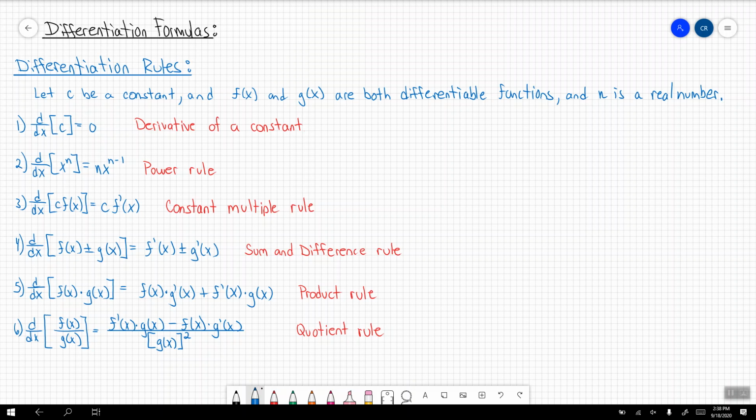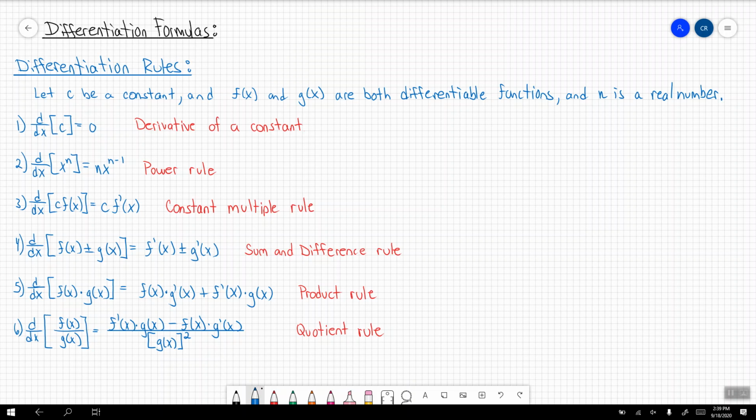Number 5 says that when we take the derivative with respect to x of two functions, f of x times g of x, we get the first function, f of x, multiplied by the derivative of the second function, plus the derivative of the first function multiplied by the second function. And this is your product rule for derivatives. So again, you might hear at a later time, oh, you need to use a product rule when you're taking that derivative. It means that you need to apply this rule.